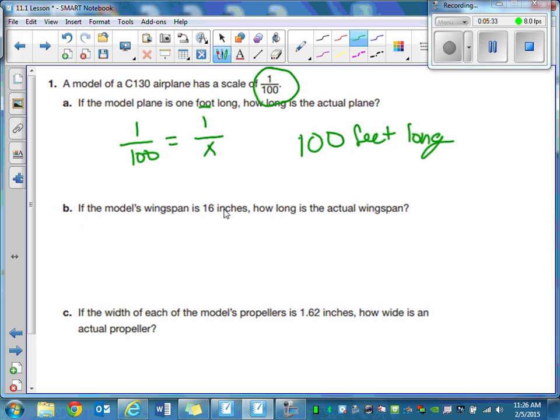Okay, if the model's wingspan is 16 inches, how long is the actual wingspan? Again, you use the scale factor, and then the model's wingspan. Okay, the model is on top here, the model measurements, and then how long is the actual wingspan? That would go on the bottom. You'd solve this out. Some of you are already going to see, all you're going to have to do is 16 times 100, which would be 1600. So the actual wingspan would be 1600 inches. Okay, it told us inches right there.